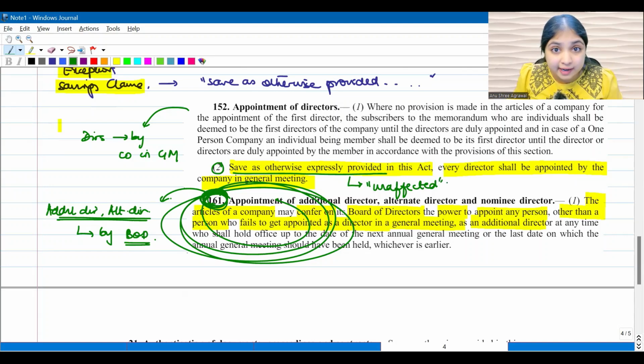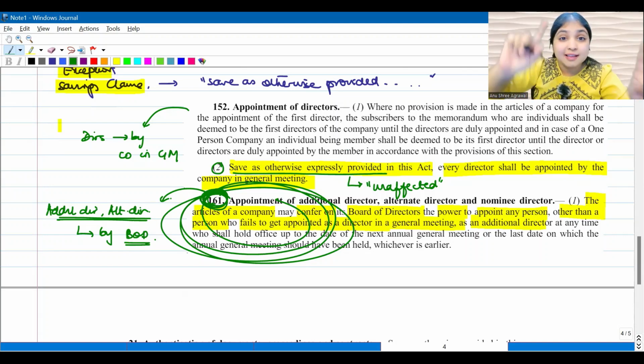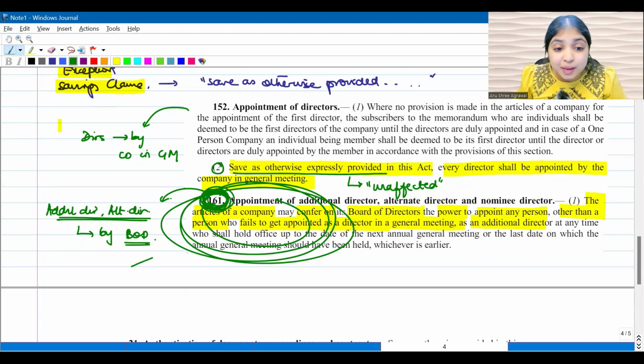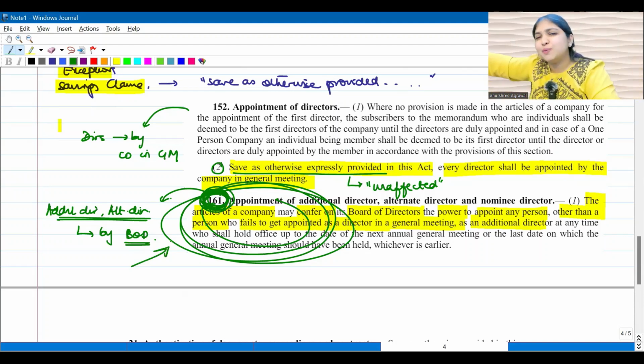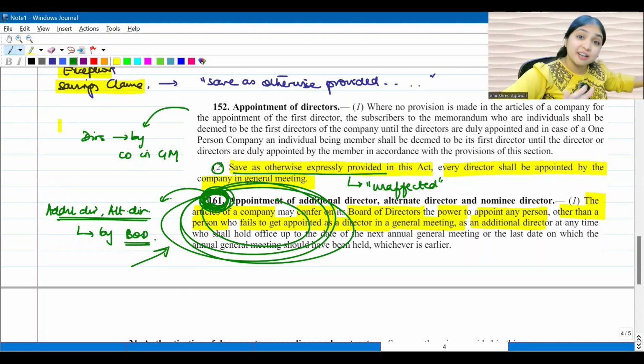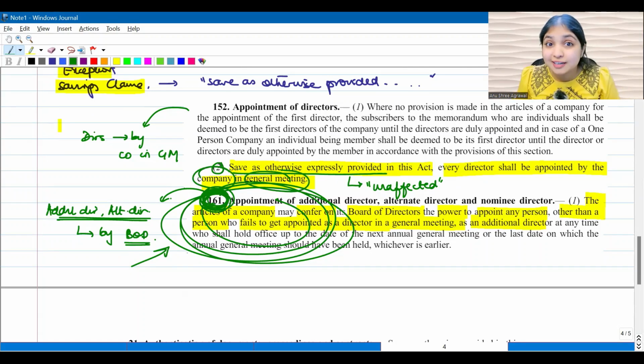Save as otherwise provided indicates that if any other sections in the law are talking about something else, that will still stay unaffected. You continue to apply that. If some other section is saying that a director has to be appointed by the board of directors, don't affect that. But in other cases, generally, the directors have to be appointed by the company in the general meeting. You're understanding? So by putting the words "save as otherwise expressly provided" into the section, the lawmaker is protecting section 161 from getting destroyed. Otherwise, section 161 might have gotten destroyed, guys. So to protect section 161, they put the words "save as otherwise expressly provided."